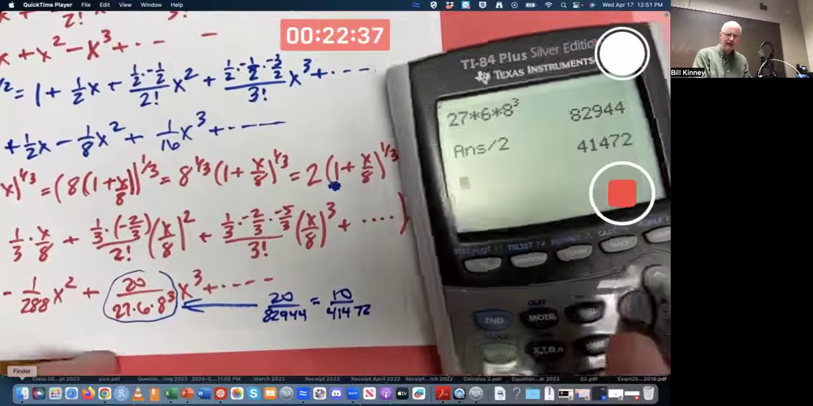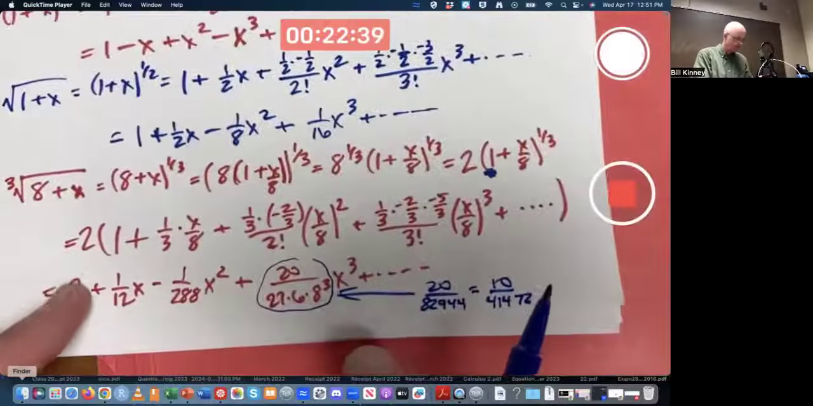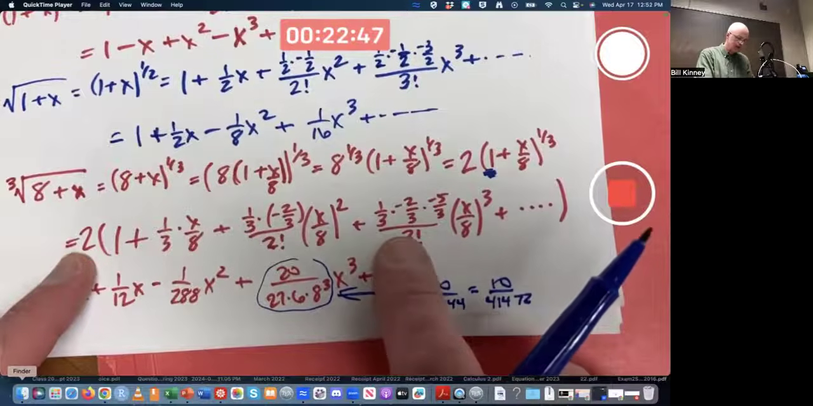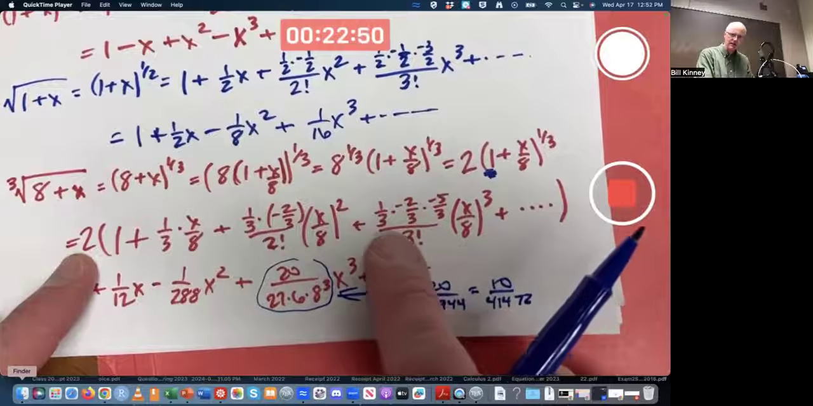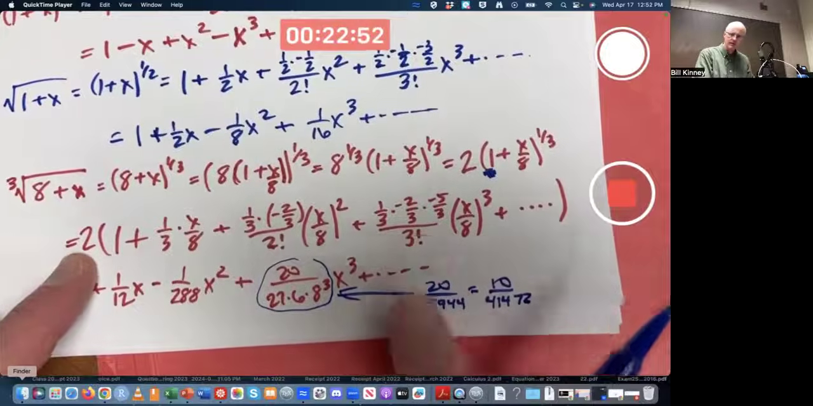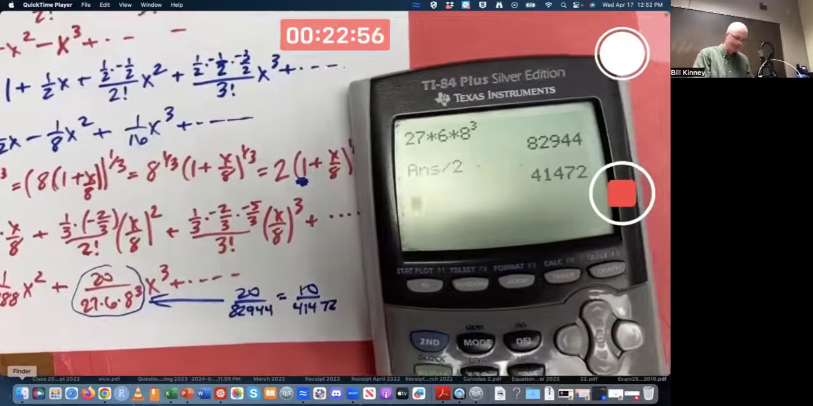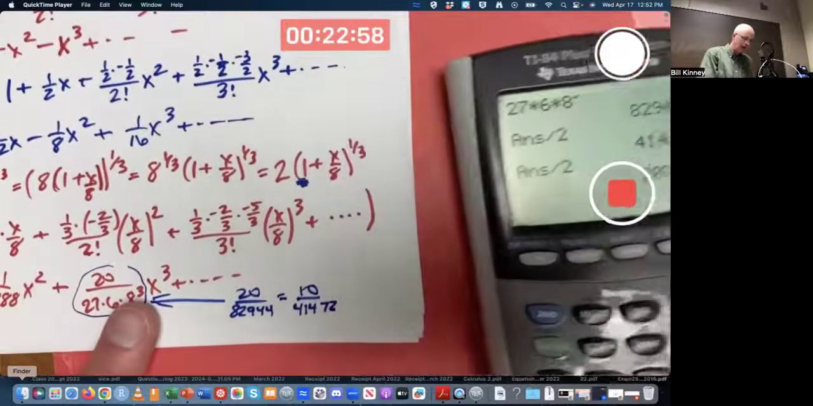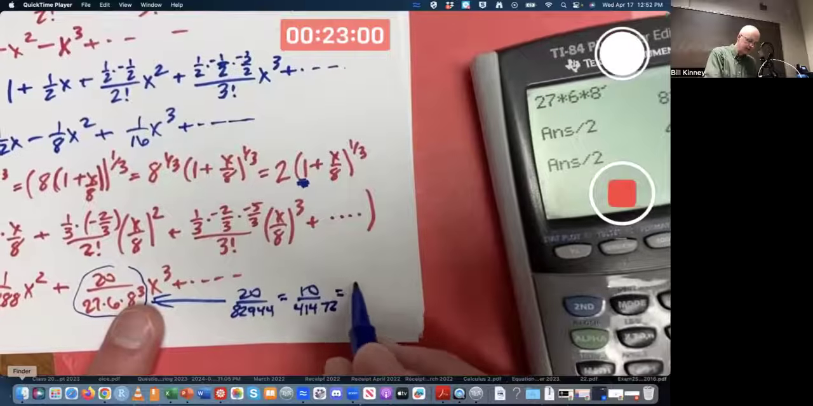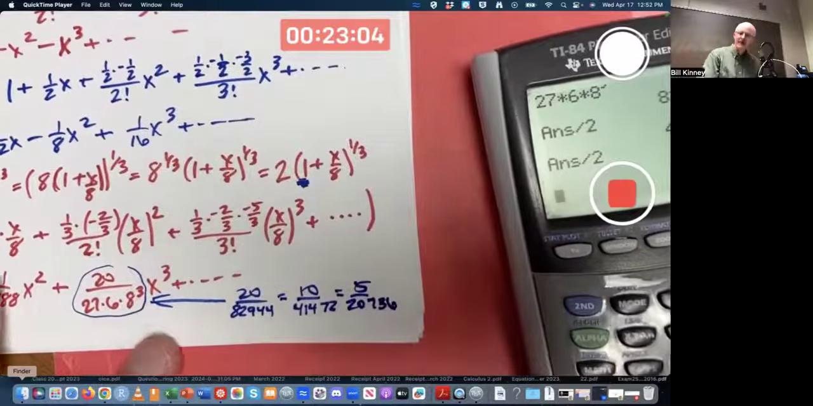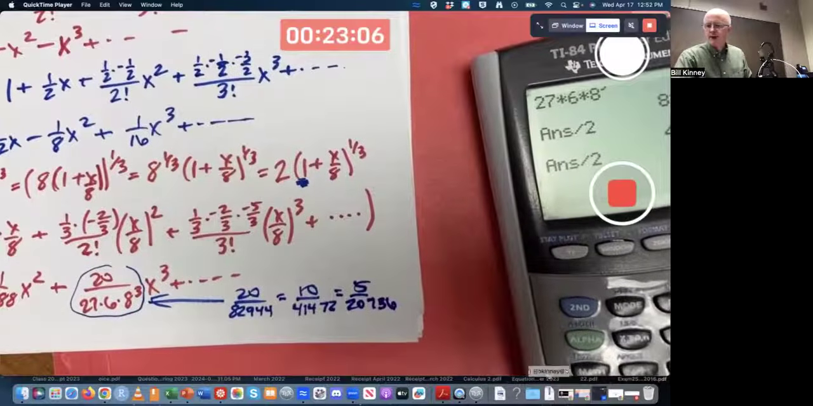I did up at the top, yeah. Divide by 2 again. Did I forget to do that? Okay, yeah. It's divide by 2 again. 5 over 20,736. Okay, that looks better from what I remember from the last class.